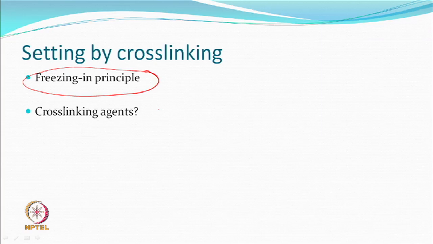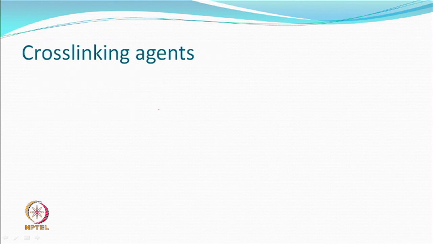So, again setting is by freezing in, in principle by using various kinds of cross-linking agents. So, what can the cross-linking agents be? A cross-linking agent, here remember we are talking about the one which will finally make a covalent bond.